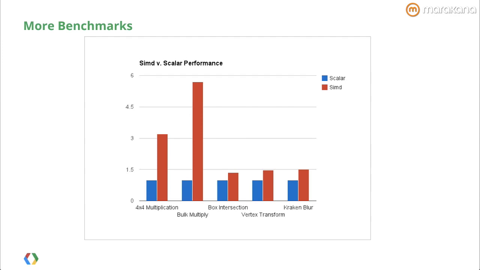As do vertex transformations and crack and blur, the exact algorithm that Mozilla is attempting to automatically detect and use SIMD for you. If you were to express it in Dart's SIMD types and primitive operations, you can get a 50% speed up, which is pretty sweet.